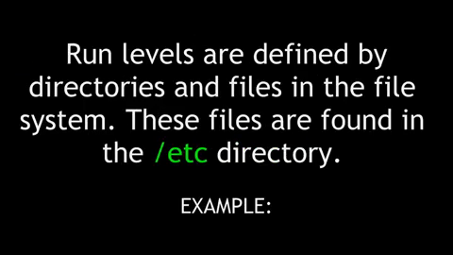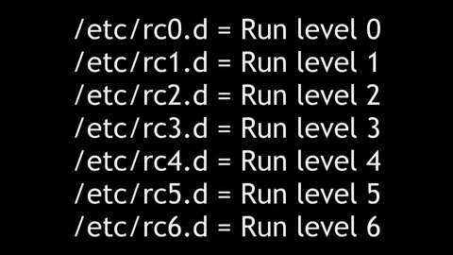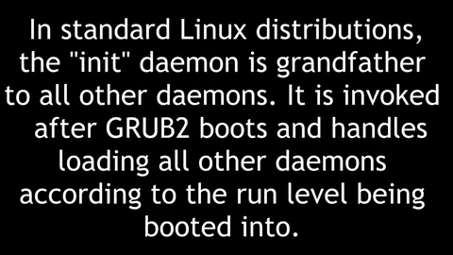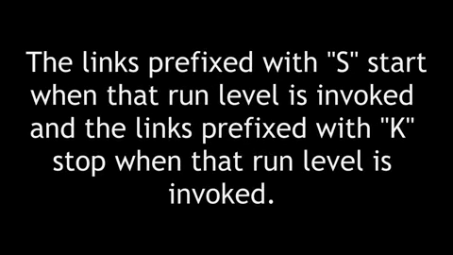Run levels are defined by directories and files in the file system. These files are found in the etc directory. Example. Here's a listing of all the directories inside the etc folder that correspond to each run level. In standard Linux distributions, the init daemon is the grandfather to all other daemons. It is invoked after grub2 boots and handles loading all the other daemons according to the run level being booted into. In any particular run level directory, the links prefixed with S start when the run level is invoked, and the links prefixed with K stop when that run level is invoked.